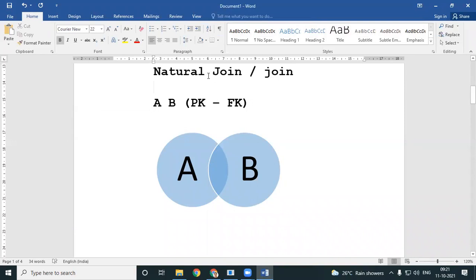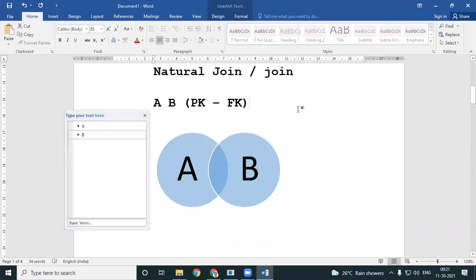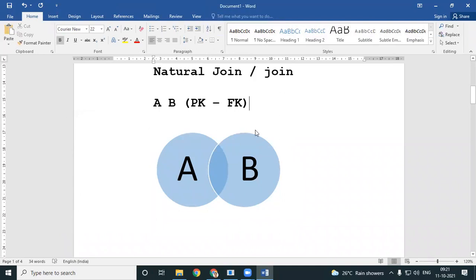Now let's see, what do you mean by a natural join? Natural join means all the portions which you see in this blue color. You have the only A portion, the only B portion, and even the A intersection B portion. So all this, in a normal Venn diagram, both the portions of A and B together, you call it a natural join.